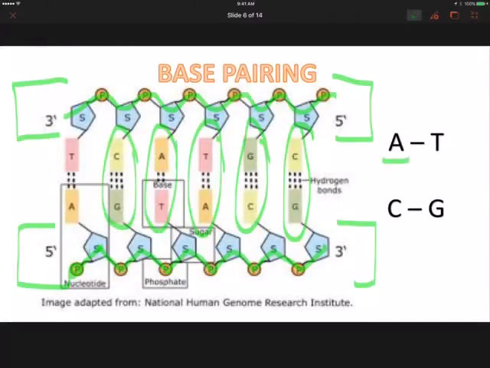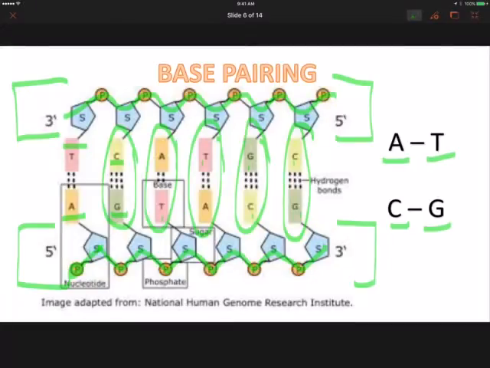An A always pairs with a T, and a C always pairs with a G. So on the far left, we have an A paired with a T. Then we have a G with a C, T to A, T to A, C to G, G to C. They are always going to pair with each other.